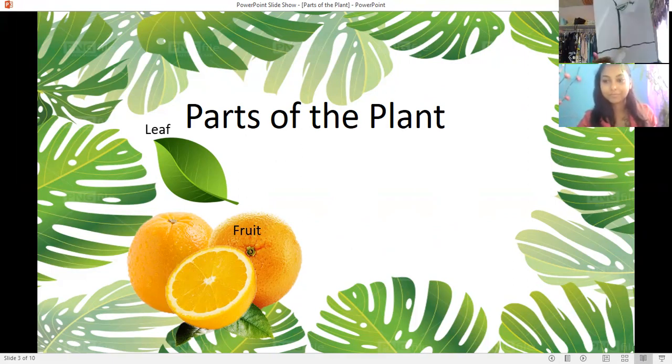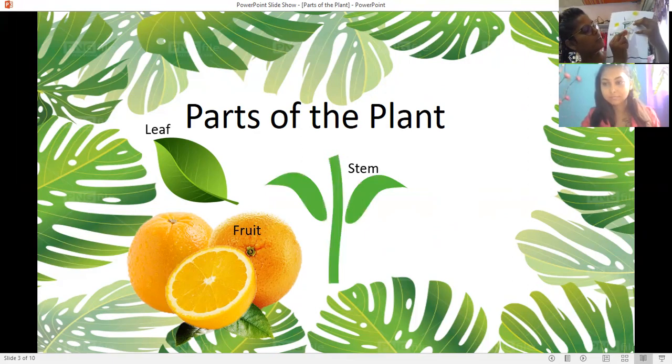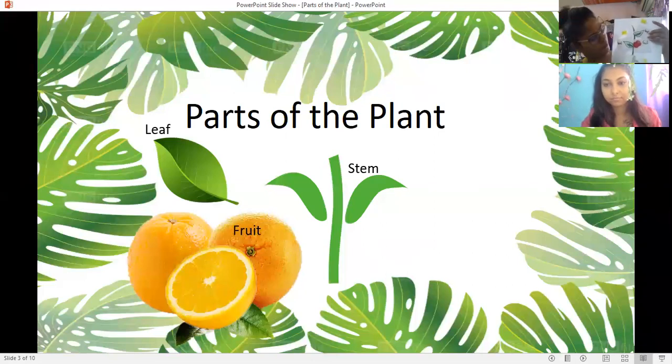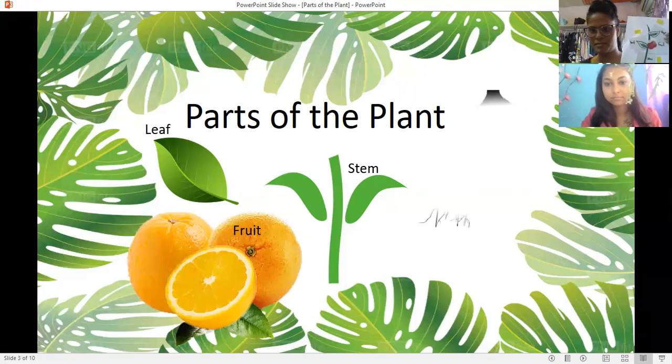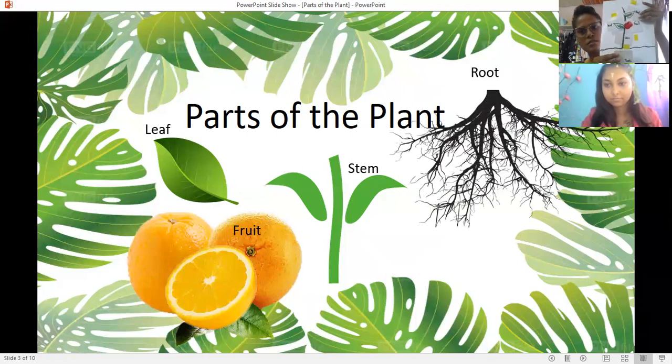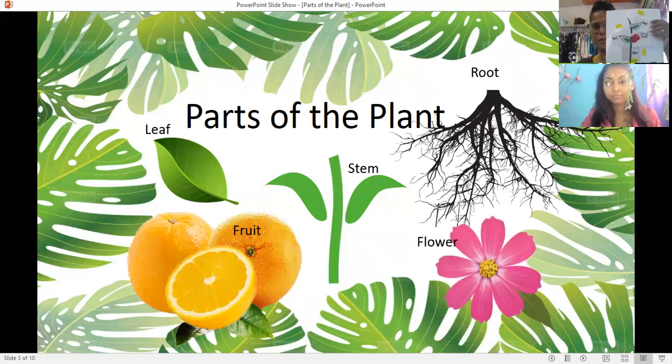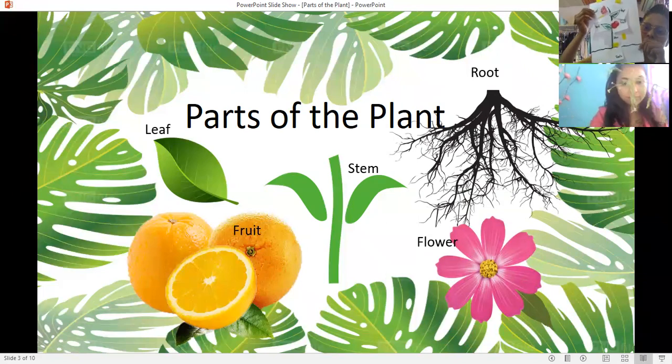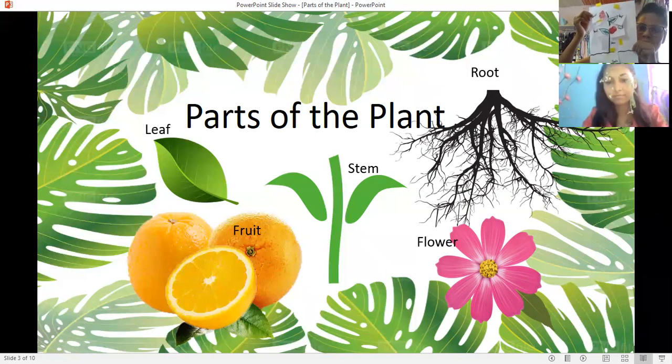Leaves, yes. We have a fruit, just like Miss showed us. We have the stem. What else do we have, Miss? We have the root. And then we have a flower. Fantastic. And there we go. That's our chart. Great job, guys.